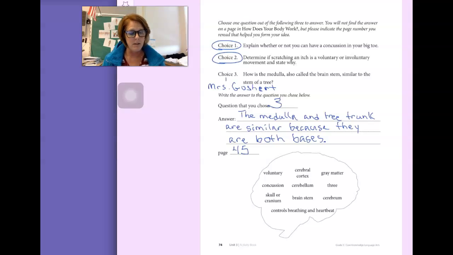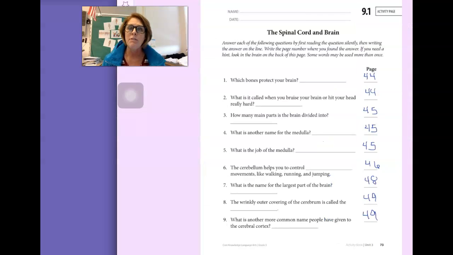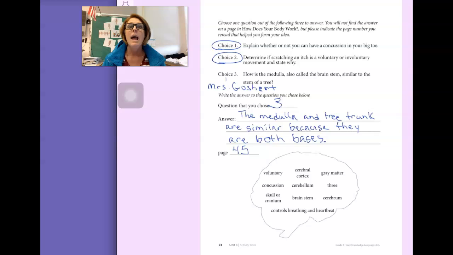So that's your assignment. You're doing all of the front of 9.1 as you read or listen to chapter 6 again. And then you're going to answer either question choice 1 or choice 2.